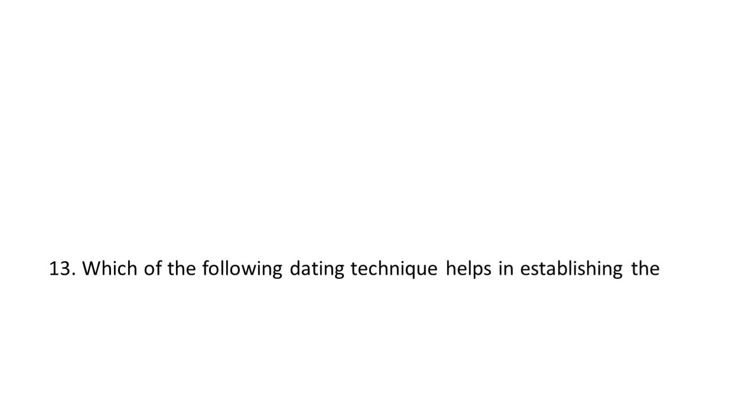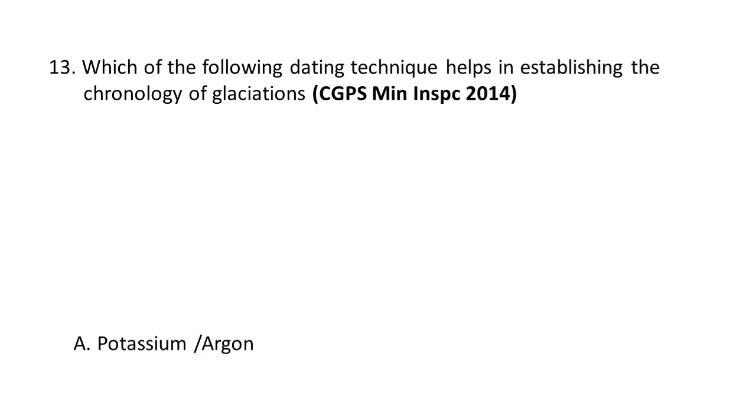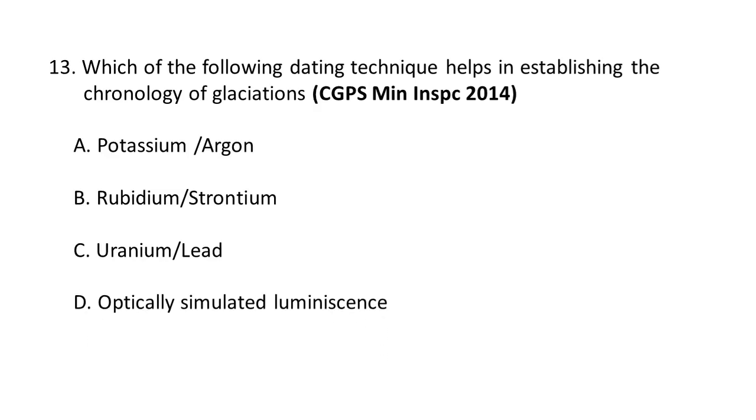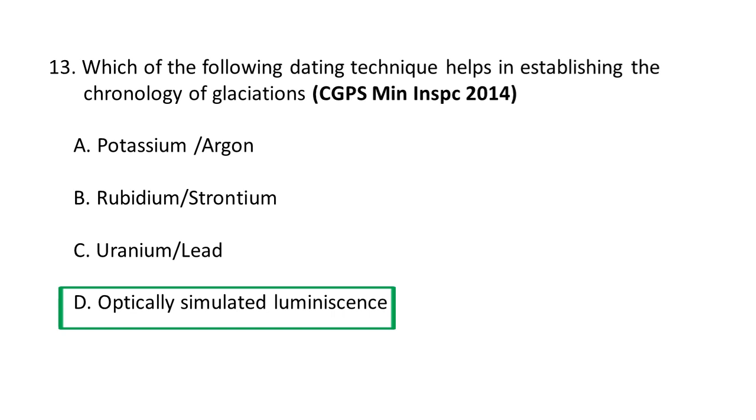Next question. Which of the following dating techniques helps in establishing the chronology of glaciation? A. Potassium argon, B. Rubidium strontium, C. Uranium lead, and D. Optically stimulated luminescence. So, the correct option goes as D. Optically stimulated luminescence, or OSL, is a technique used to date geological sediments through ionizing radiation to determine the last time a mineral was exposed to sunlight.